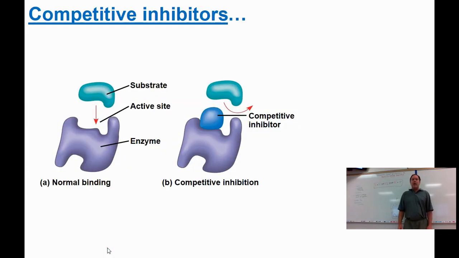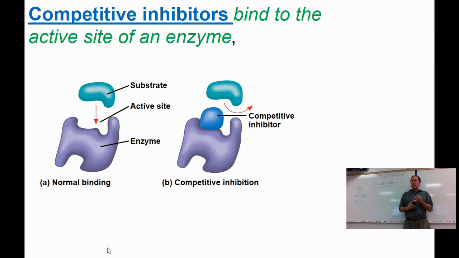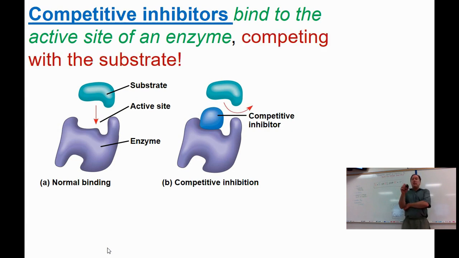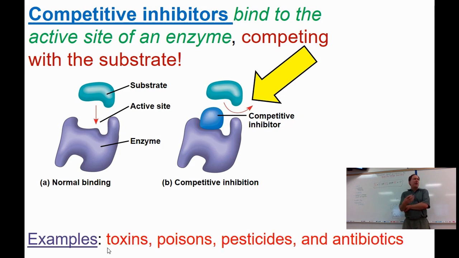Thanks for bearing with me. We're almost done. Just understand, if we were to outcompete the substrate for the active site by putting some sort of an inhibitor in there, then we would slow down reactions. So there are such things called competitive inhibitors. They occur naturally. They also occur as drugs or poisons or things like this that are out in the environment.